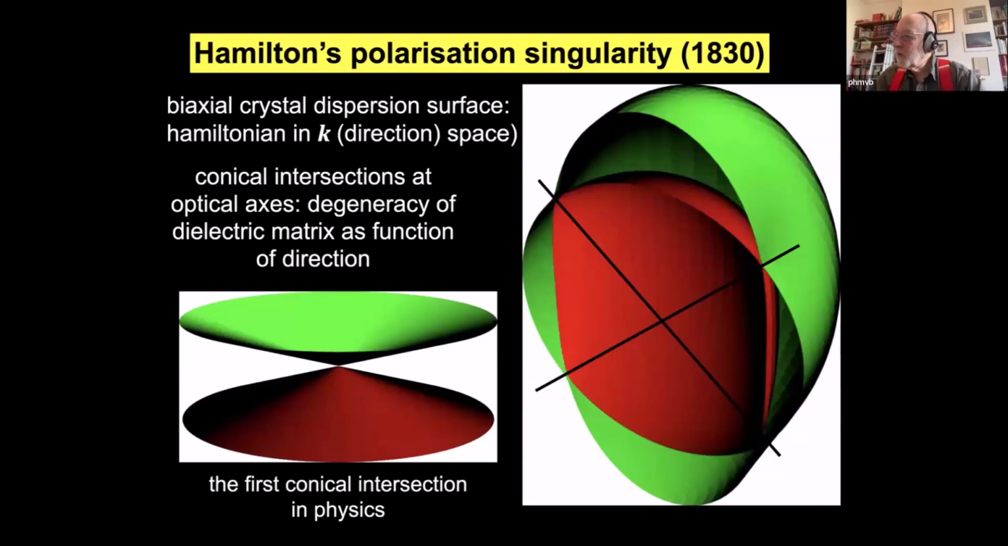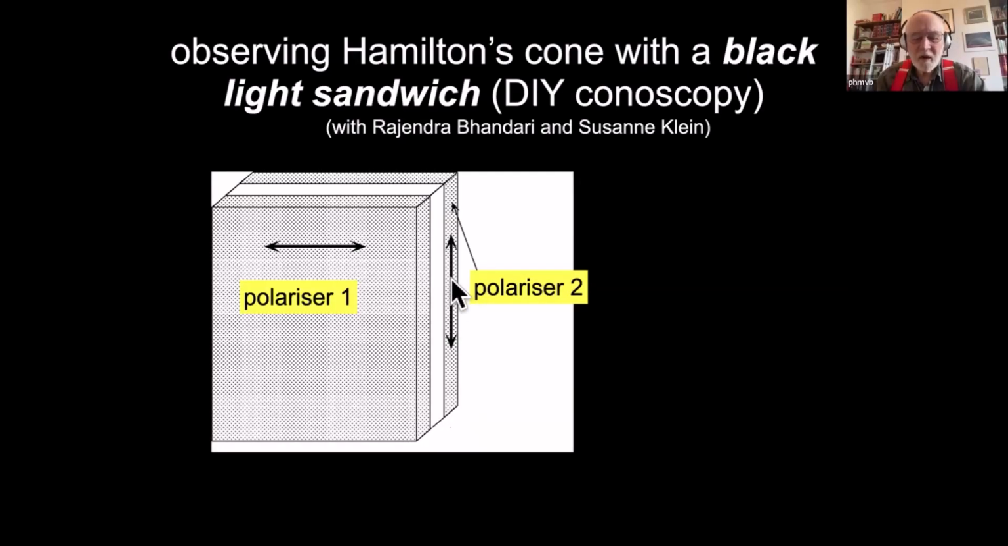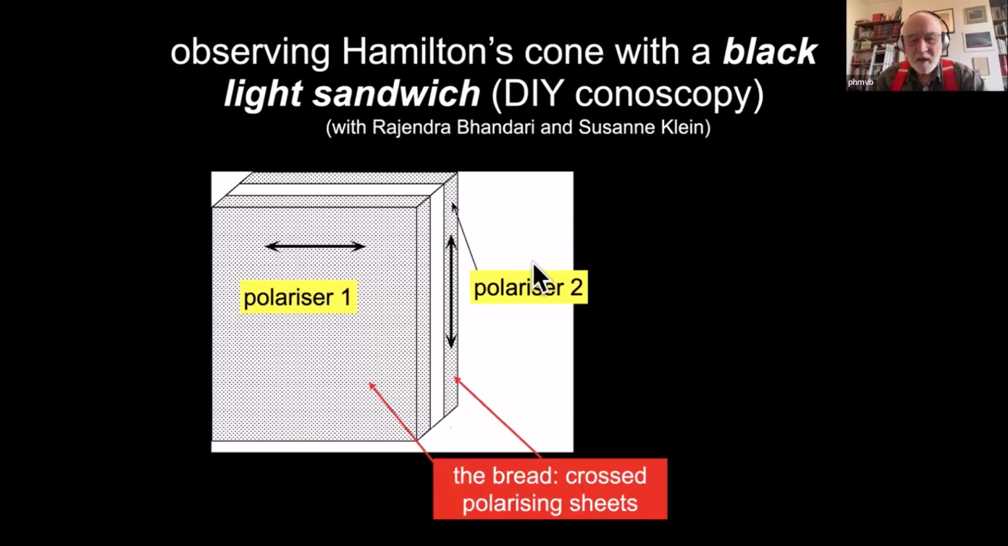Now, Hamilton had a very beautiful way of seeing this structure. We called it conical refraction, and there are two different types. But I want to tell you about a simpler way that we can use now, using interferometry. It's what Rajendra Bandari, Susanna Klein and I called a black light sandwich. This is do-it-yourself conoscopy of the type that mineralogists use to identify minerals. You have two polarizers orthogonally arranged. This is the bread of the sandwich. Of course, it would be black if there were nothing inside. Well, there is something inside: a biaxial material.